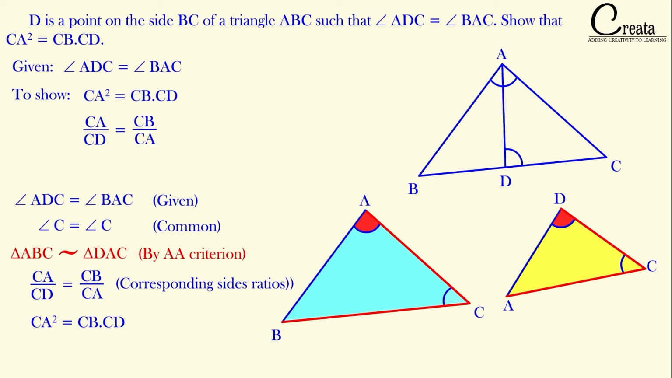Angle A and angle D are given, so that will be the corresponding angle. So you can rotate this triangle to match the corresponding angles side by side to each other if you are not able to identify the respective corresponding sides. In the end, we have shown that the ratio of the respective corresponding sides are equal.